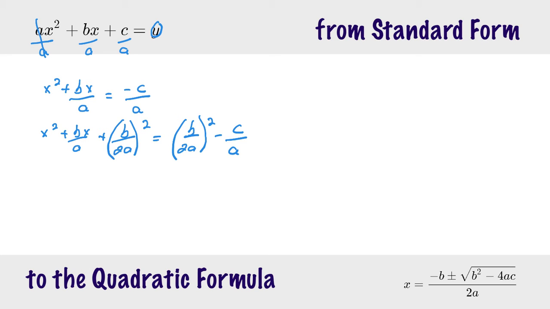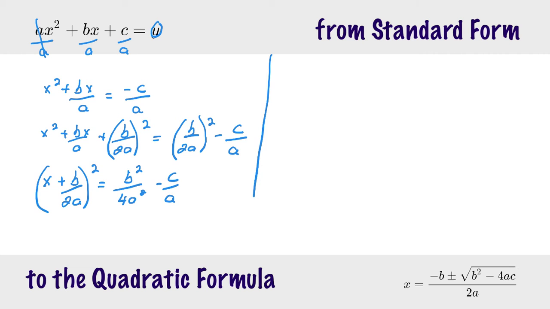I can now factor my perfect square trinomial that I just created by completing the square. So it's x plus b over 2a, all squared. And I'm going to tidy up the fraction on the right-hand side. The first thing I'll do is expand my b over 2a all squared. And then I'll go further and combine my two fractions. The right-hand side remains the same at this point.